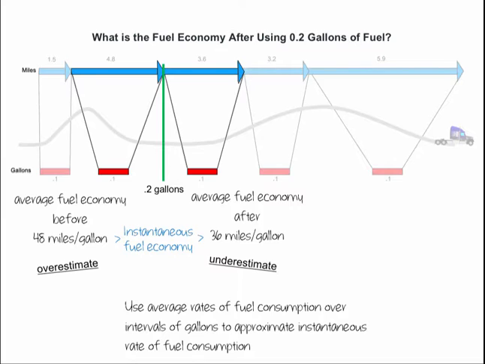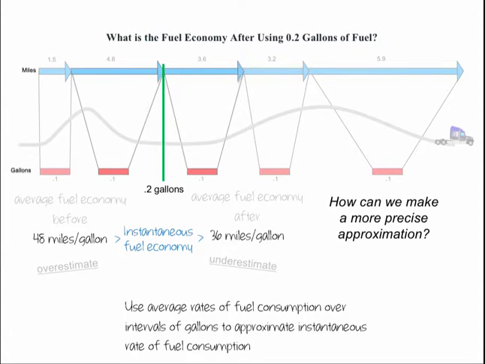So we knew that the instantaneous fuel economy at the 2/10 of a gallon mark would be between 36 miles per gallon and 48 miles per gallon. Our big question now is, how can we make a more precise approximation? It would be good for you to pause this video and think of a method to get a better approximation before watching more. A way to do this is to use smaller fuel intervals.